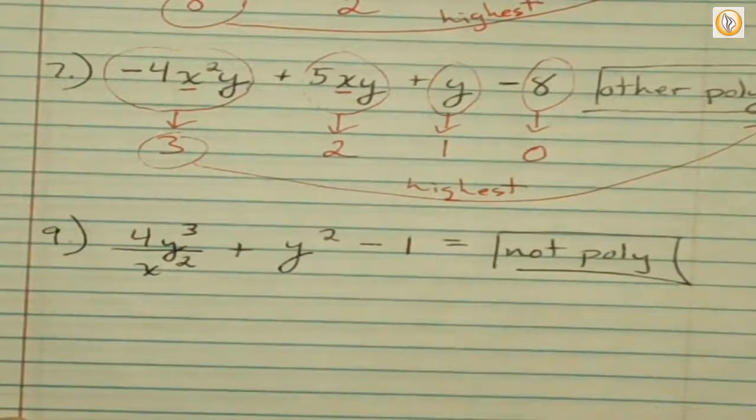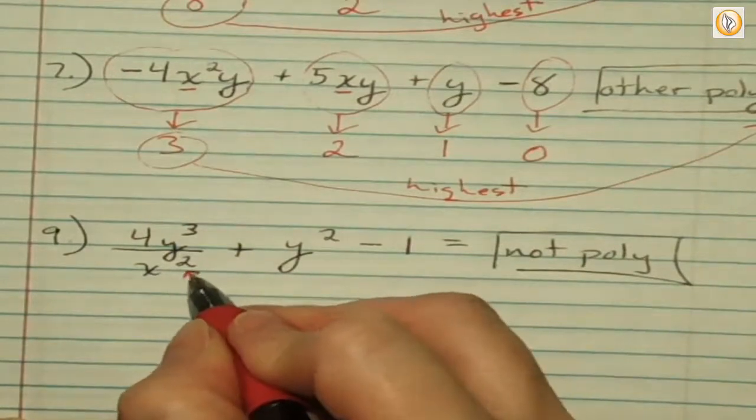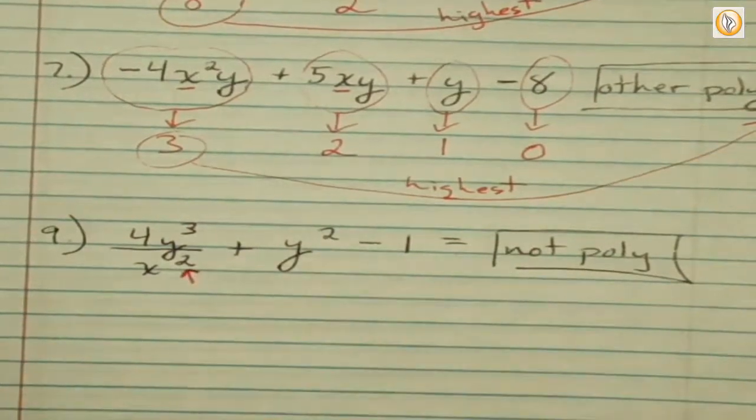It is not a polynomial because there's a fraction with the exponent on the bottom. So it's not a polynomial. Can't do a degree. You're done. You're good.